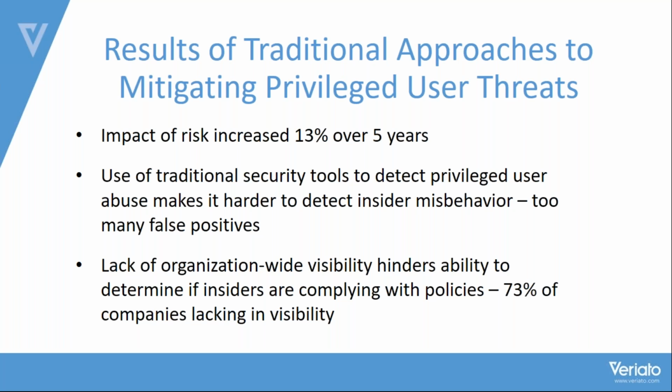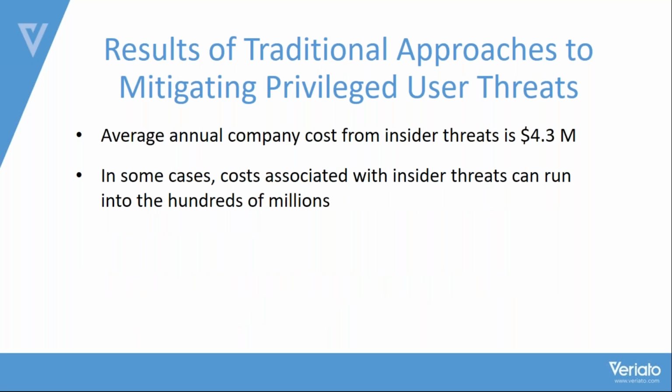Lack of organization-wide visibility hinders ability to determine if insiders are compliant with policies. It says 70% of companies lack visibility into their employees. Average annual company costs for insider threats are around $4.3 million. And this is for each time something happens. And it can escalate. And again, I talked about reputation. Loss of customers, loss of reputation equaling loss of customers can be even more detrimental to your company. We can't even count the loss. This $4.3 million is probably just from credit services that you're going to give the person, and cleaning up your mess. It's not from the loss of customers.